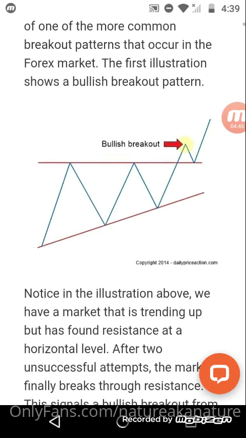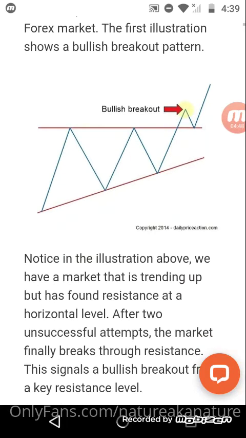Notice in this illustration above, we have the market trending up. So it's an uptrend, but it has found some resistance at levels. The top will be the resistance, and the bottom will be the support.